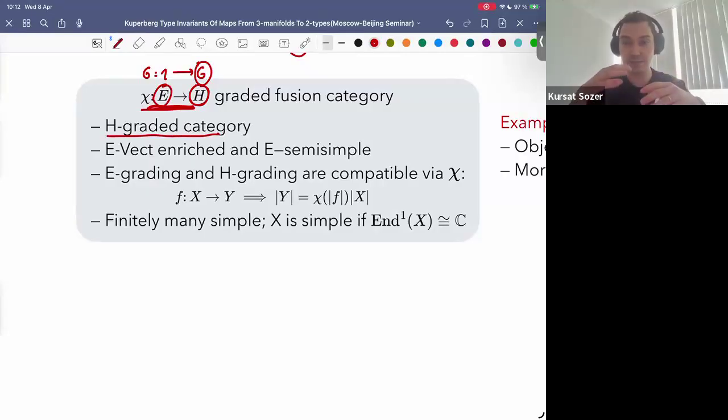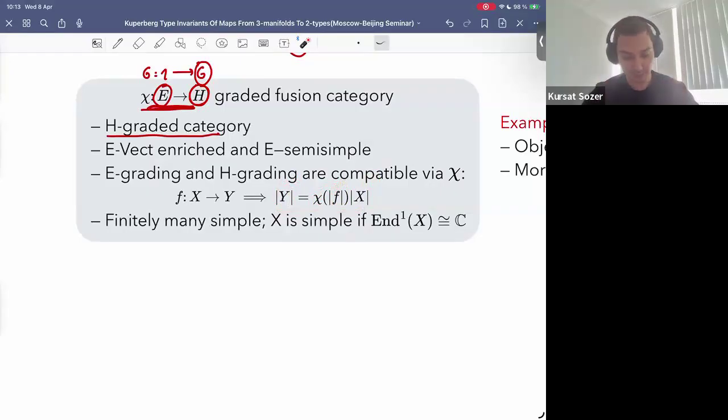So morphisms are graded by this group E, and this is the relationship between objects and morphisms by source and target maps. When we have a map between two things, X has this H degree, Y has this H degree, and they are related by the crossed module value of the degree of the morphism. So the degree of the morphism is in E, so its grading is in H. This is the compatibility condition.